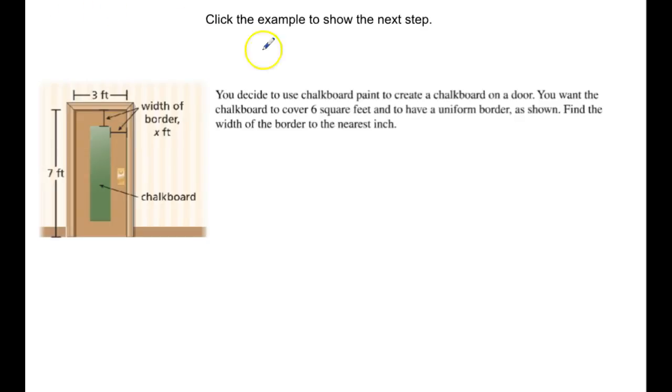So here's our last example we're going to look at. You decide to use chalkboard paint to create a chalkboard on a door. You want the chalkboard to cover 6 square feet and have a uniform border as shown. So it wants to be pretty and even on all sides. Find the width of the border to the nearest inch.